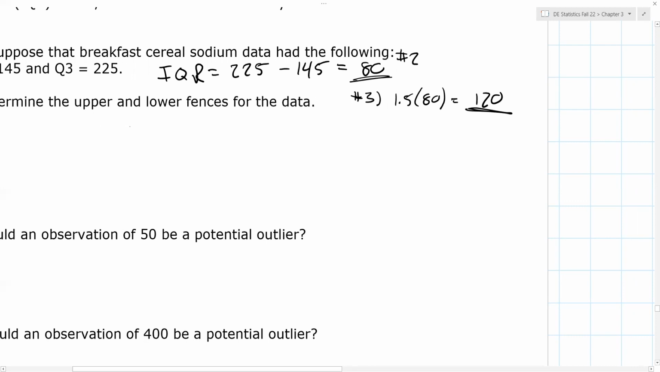Then for step 4, we do Q1 minus 1.5 IQR. So that's 145 minus 120. That gives us 25. That is our lower fence. For our upper fence, we do Q3 plus 1.5 IQR. So 225 plus 120, 345, and that is our upper fence.